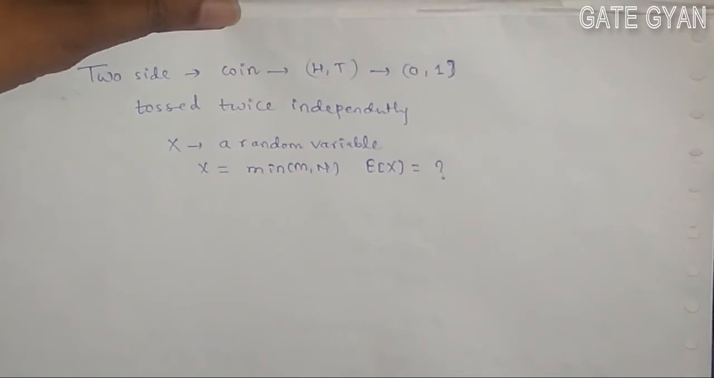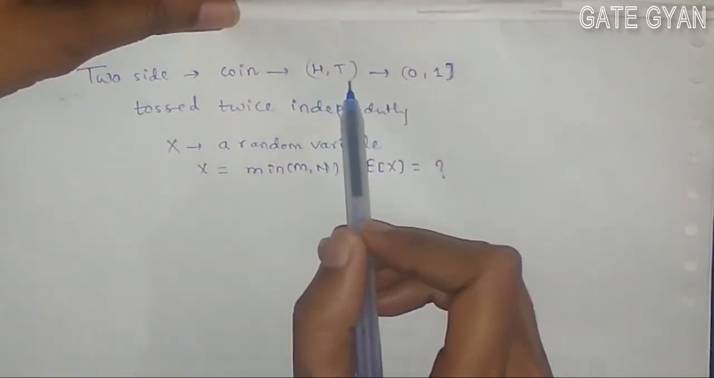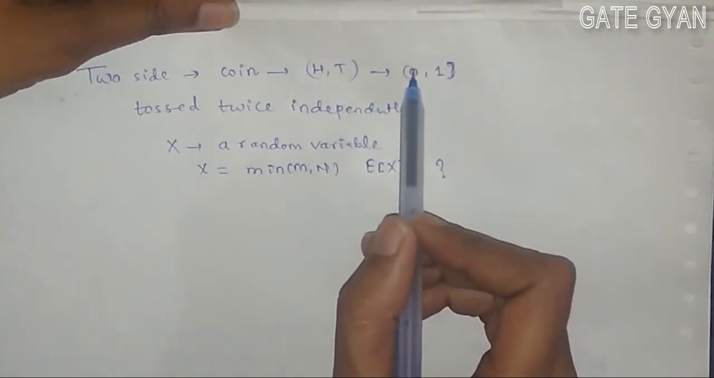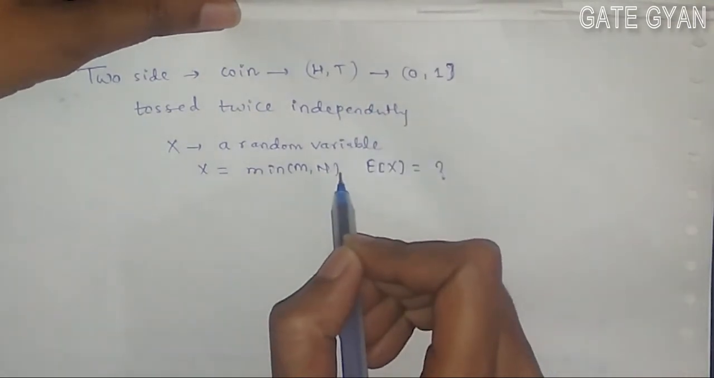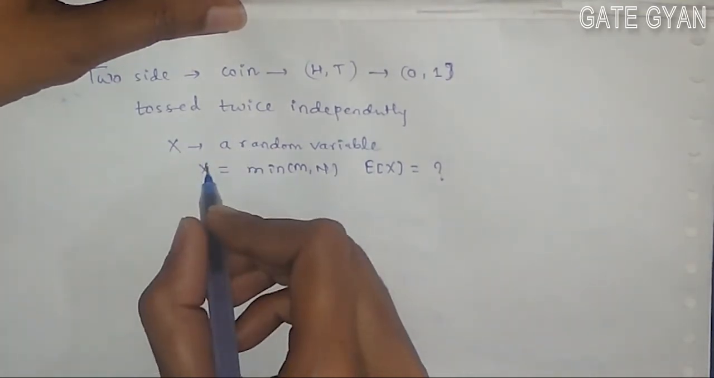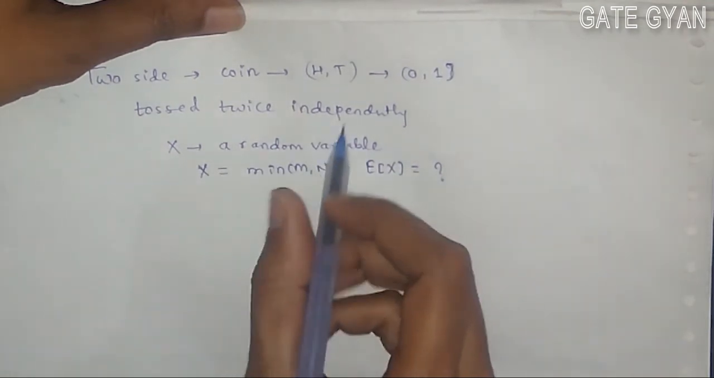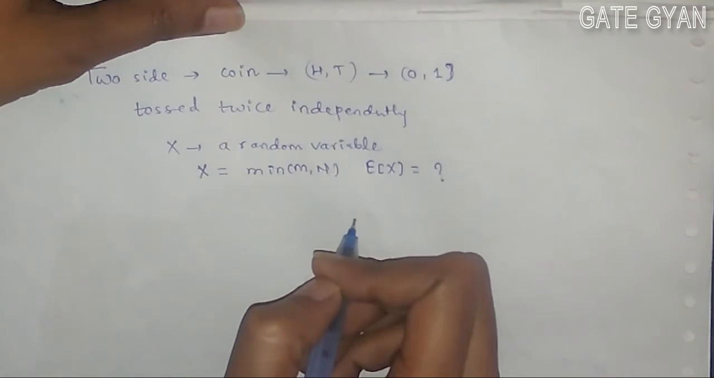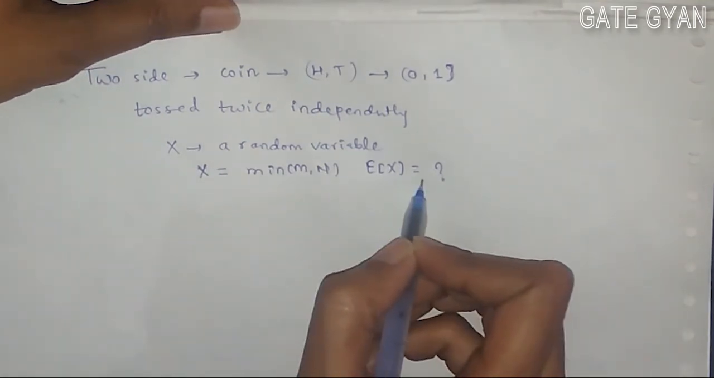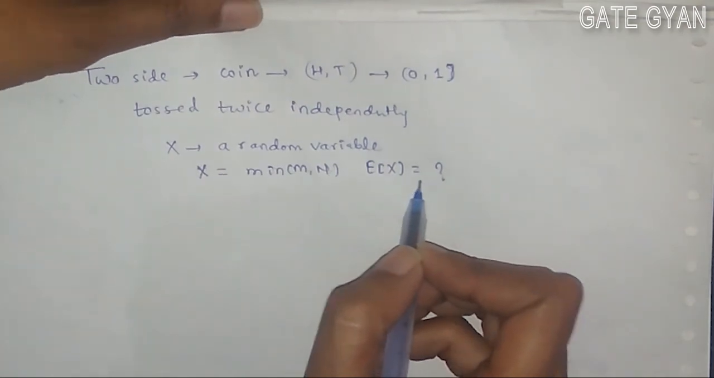In this question, we have given that a coin is tossed first, and the two sides of coin are not given in the terms of head and tail. It is given in the terms of either 0 or 1. So it is saying that a random variable x is given where x is equal to minimum of m comma n, where m is 0 and n is 1.